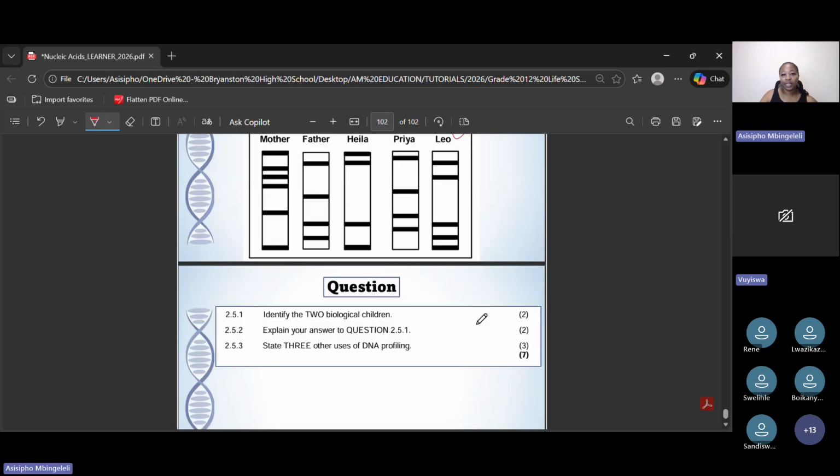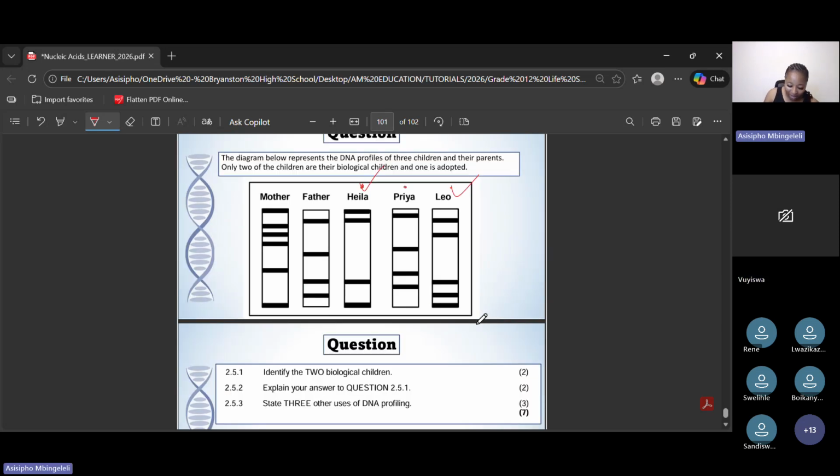Okay, because with Priya, we can see that even the first bar is not accounted for by the mother and the father. The first bar is here, so we compare it there. There's nothing from the father, there's nothing from the mother. So we can eliminate Priya very easily. It needs some getting used to, but you should be fine after we do more activities. So we've identified the 2 children, we get our 2 marks.